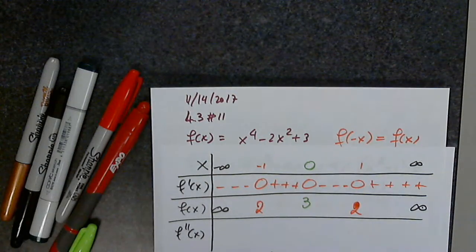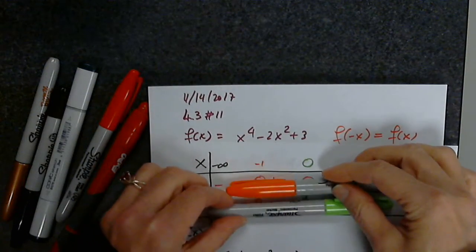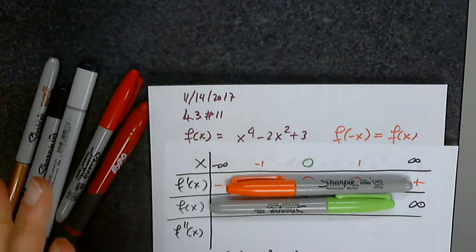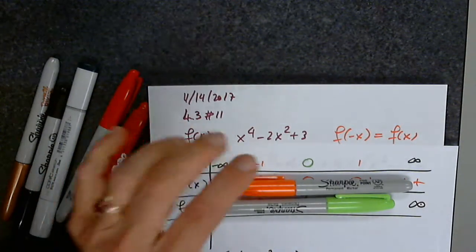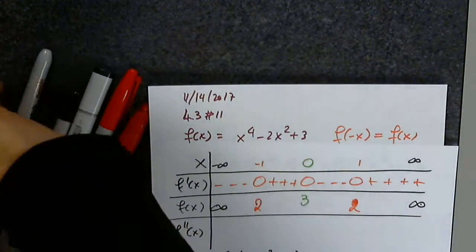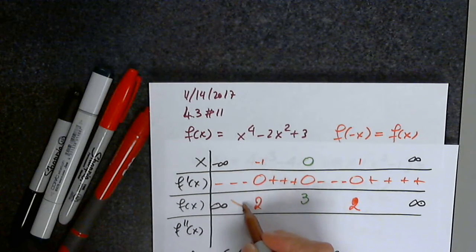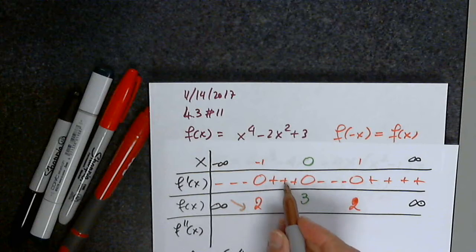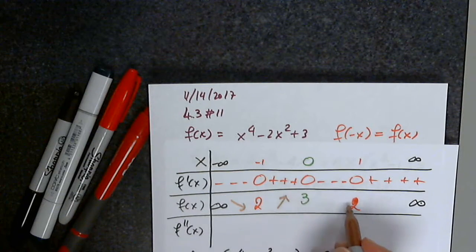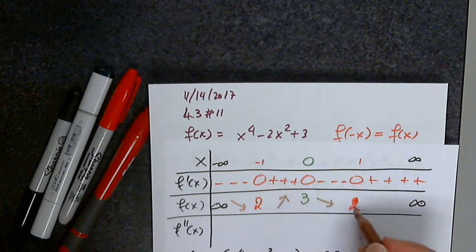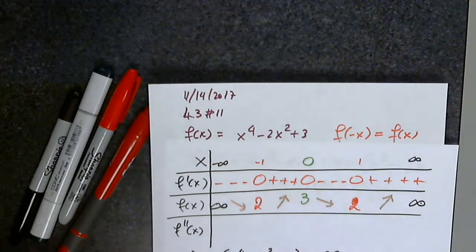Good. Now this is the moment of truth. These two have to work well together. If they don't, I'll say oops and go back and correct my mistake. Ready? From positive infinity to 2, definitely decreasing. From 2 to 3, definitely increasing. Yes. From 3 to 2, definitely decreasing. From 2 to infinity, definitely increasing.